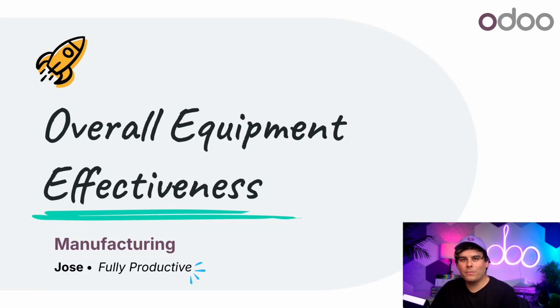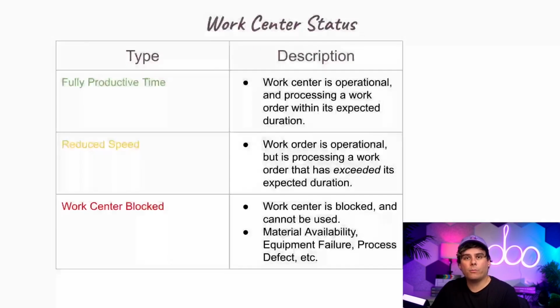Now, before we jump into our database, I want to take a little time to define the different work center statuses. This is going to make it easier to understand the OEE report when we look at it later. So, first off, we have fully productive time. When a work center is fully productive, it means it's processing a work order that has not exceeded its expected duration. For example, if a work order has an expected duration of, let's say, 60 minutes, and it is completed in 57 minutes, all of that time is considered to be fully productive.